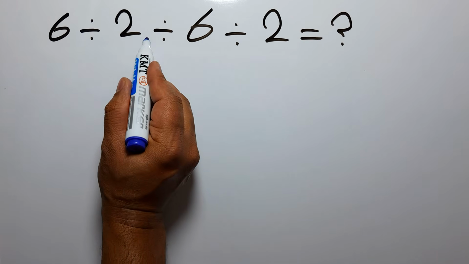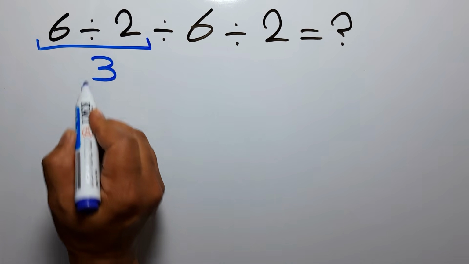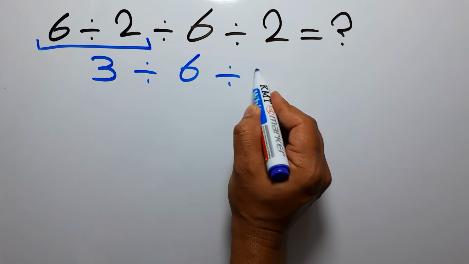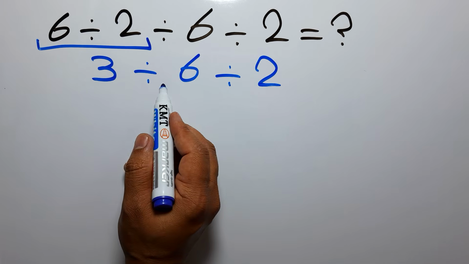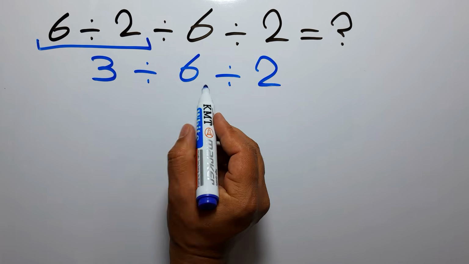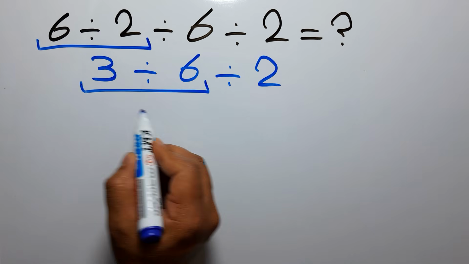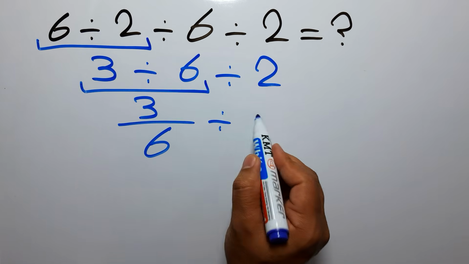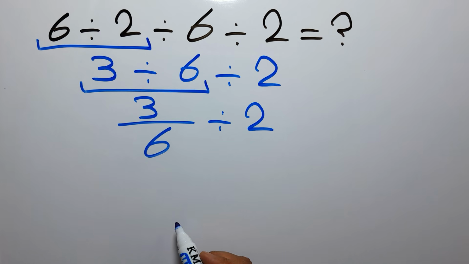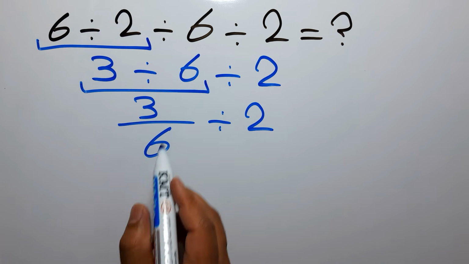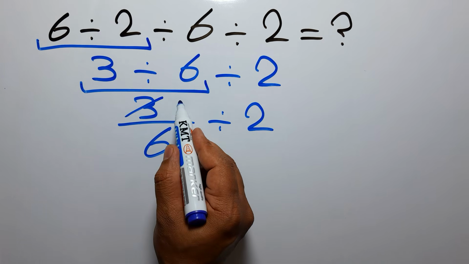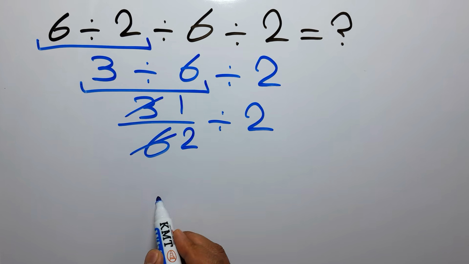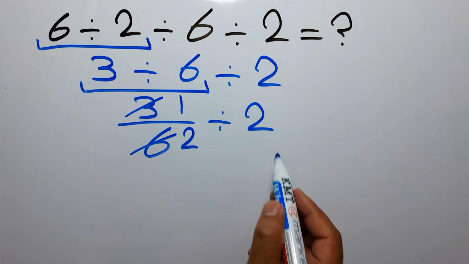6 divided by 2 gives us 3. So we have 3 divided by 6 and divided by 2. Now we have to do this division. 3 divided by 6 can be written as 3 over 6. Then divided by 2. Okay? Now, let's simplify this fraction. 3 divided by 3 gives us 1 and 6 divided by 3 gives us 2. So we have 1 over 2 divided by 2.